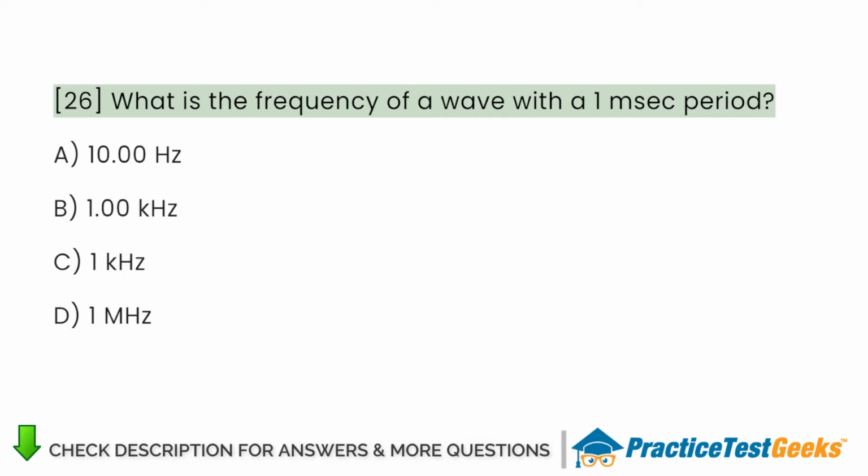What is the frequency of a wave with a 1 millisecond period? A. 10.00 Hz. B. 1 kHz. C. 1 kHz. D. 1 MHz.